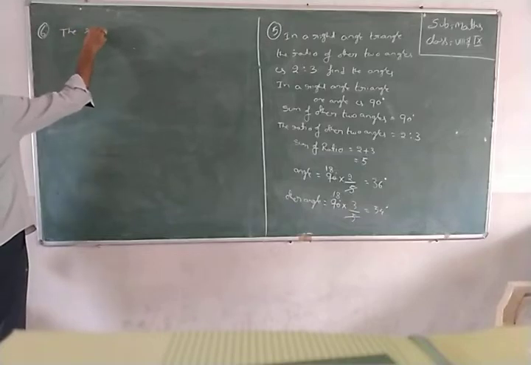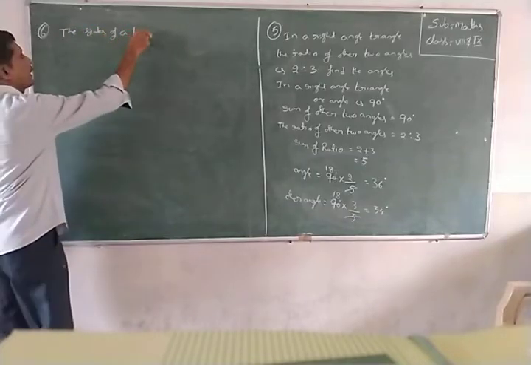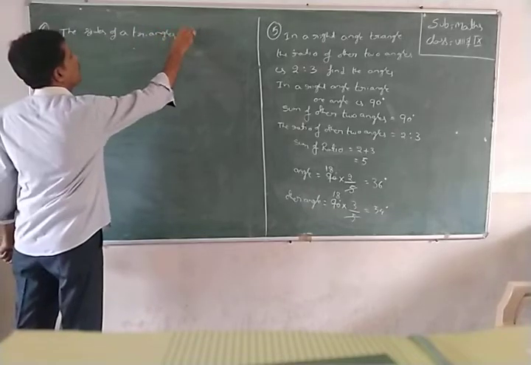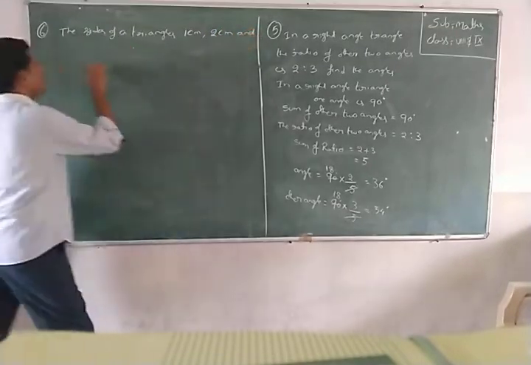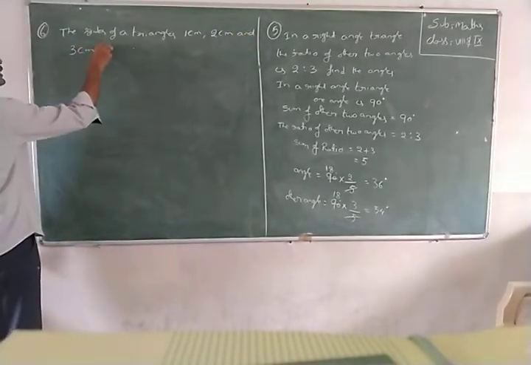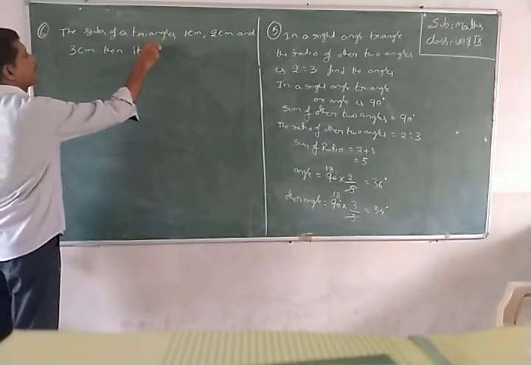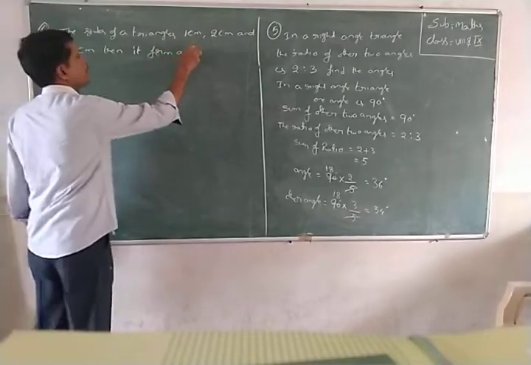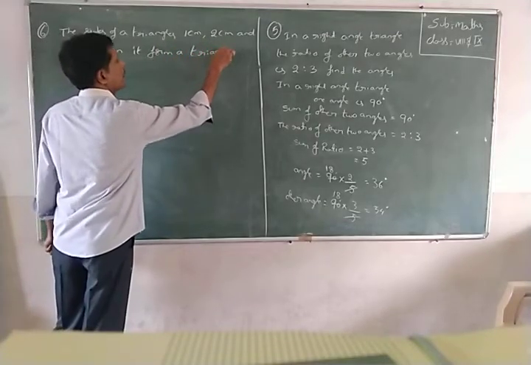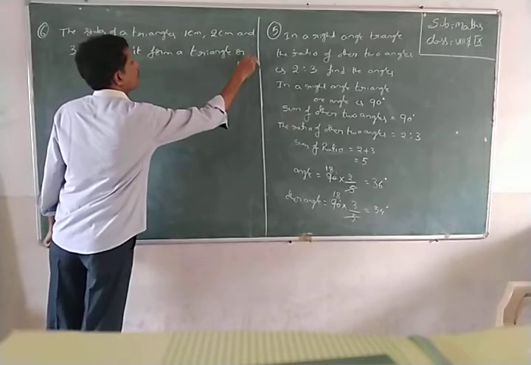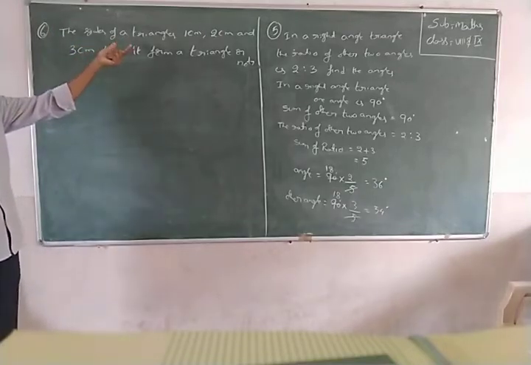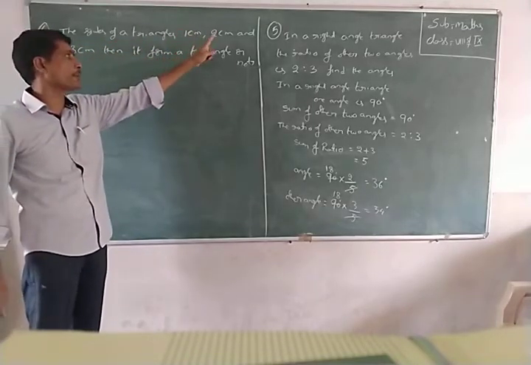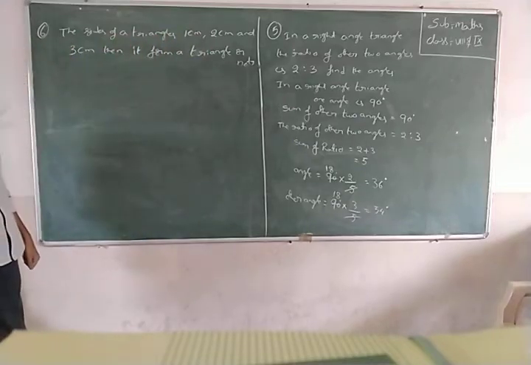The sides of a triangle are 1 centimeter, 2 centimeters and 3 centimeters. Does it form a triangle or not? In the previous class we have discussed this one. Yes, the sides of a triangle, that is 1 centimeter, 2 centimeters and 3 centimeters, do they form a triangle or not? First, what is the condition?